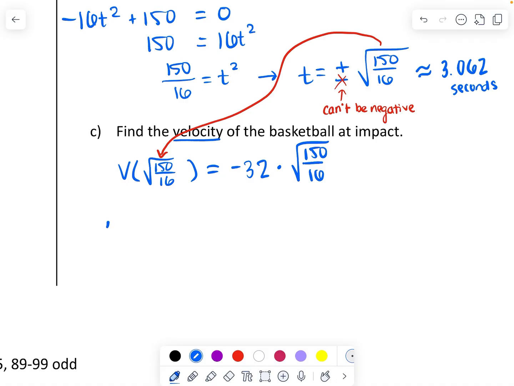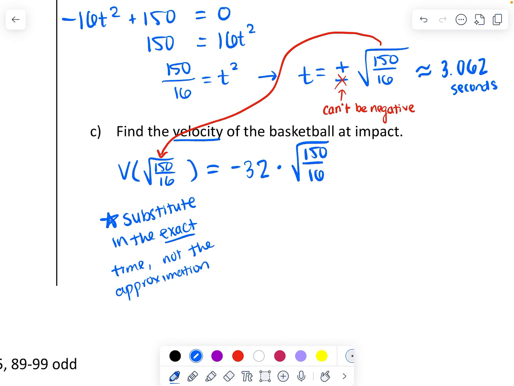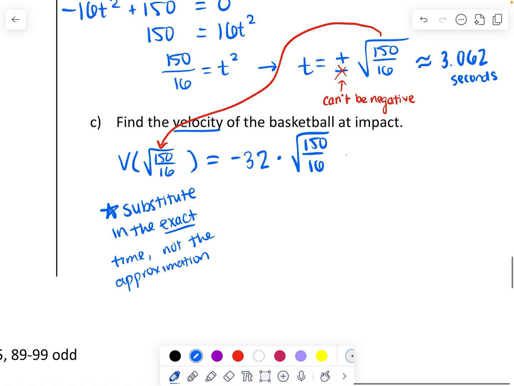Now I'm going to make a note here: substitute in the exact time, not the approximation. Okay. Then you punch that in your calculator and you see what you get. And I think you're going to get negative 97.979 with units. Here we're finding velocity, so my units are feet per second. So that's the velocity of the basketball when it hit the ground.